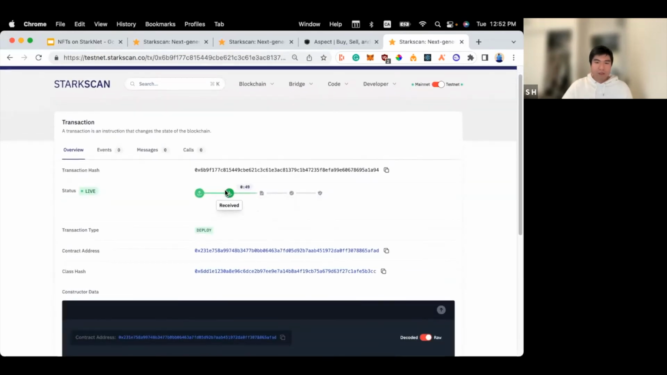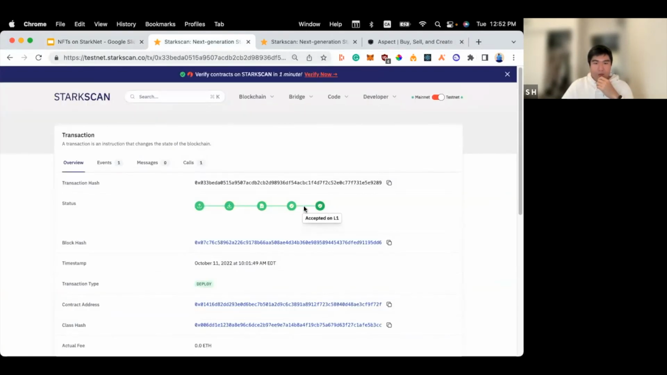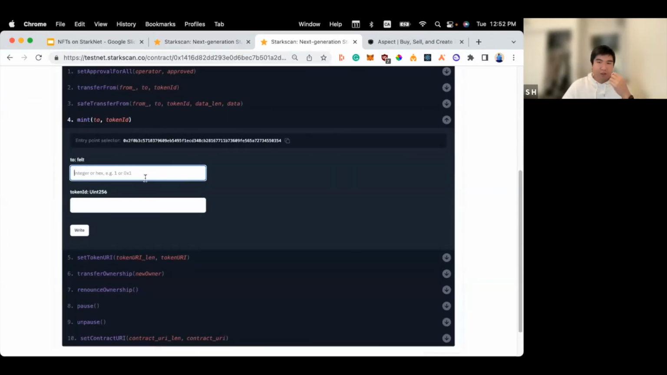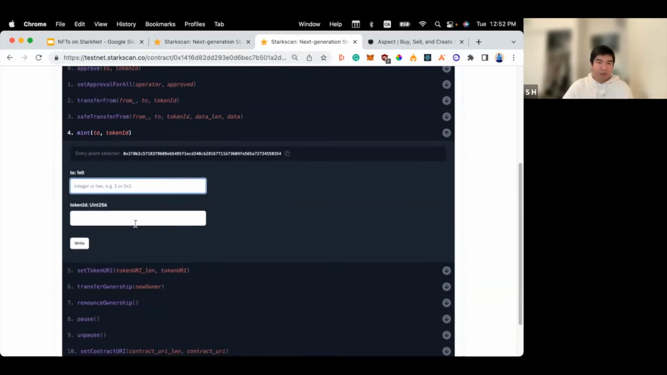Yeah, so it's received, and then it should be going to accepted on L2, which is finality on pending and accepted on L2 and L1. So there are different levels of finality on StarkNet. And I think eventually you'll have it as pending or accepted on L2, and then you can run a mint function, and then you can mint your tokens, right? So here I'm minting, I would like to mint to myself. So I would put my own wallet address, and I would put token IDs like 1, 2, 3, 4.